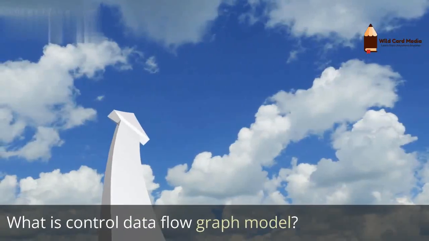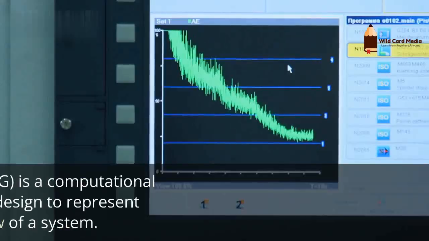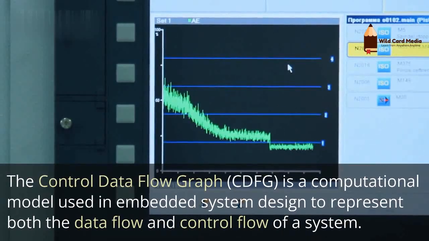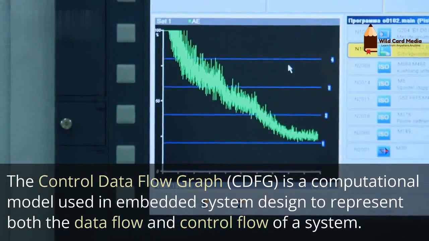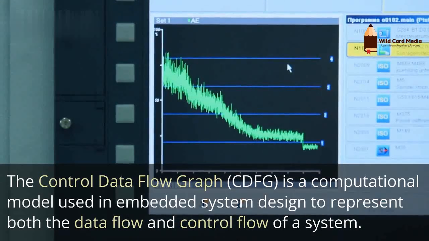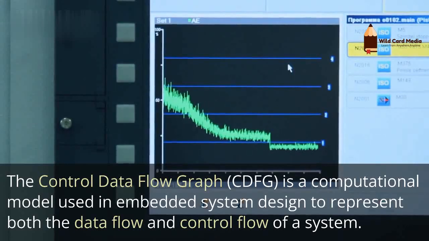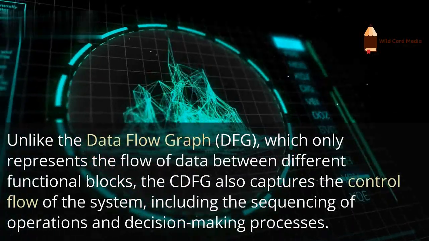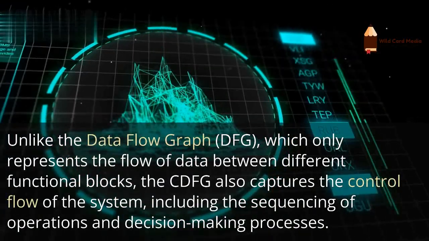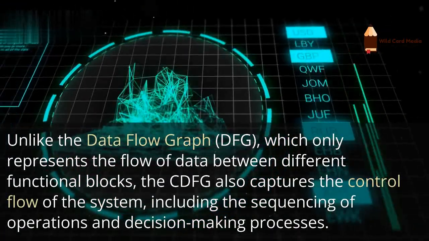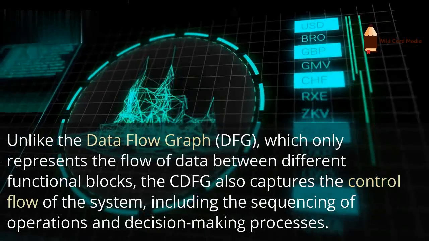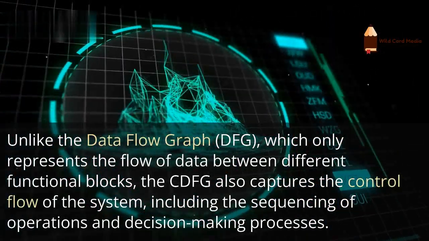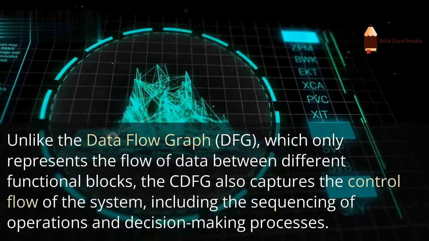What is Control Data Flow Graph Model? The Control Data Flow Graph, CDFG, is a computational model used in embedded system design to represent both the data flow and control flow of a system. Unlike the data flow graph, DFG, which only represents the flow of data between different functional blocks, the CDFG also captures the control flow of the system, including the sequencing of operations and decision-making processes.